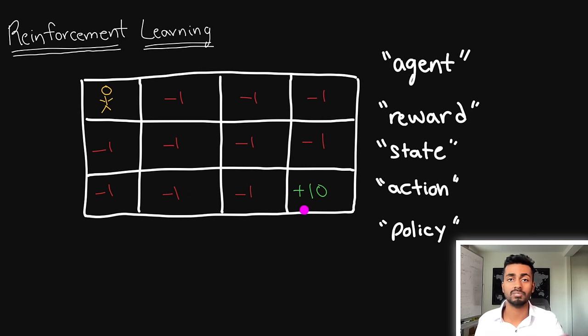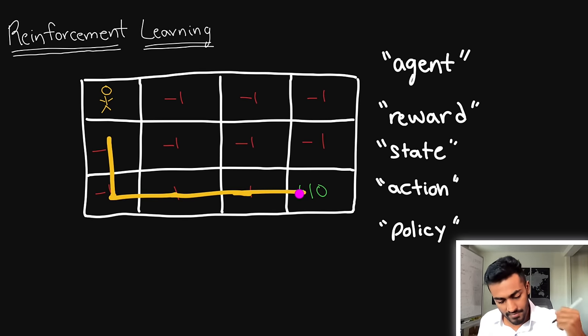And the policy thus becomes the sequence or one sequence of actions that the agent will take in order to try to achieve the goal. So one such policy, for example, could be the sequence of actions down, down, right, right, right.